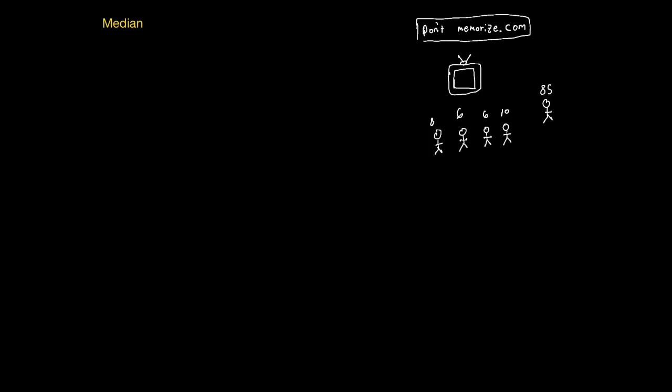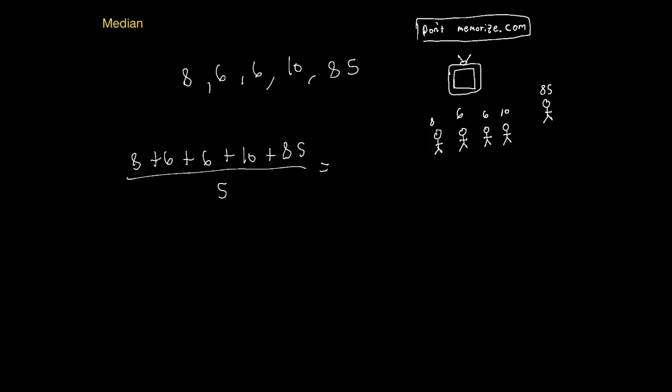Here the data is 8, 6, 6, 10, and 85. In order to get the mean, we're going to have to add all these values and then divide by the number of values that are in our set. So here, let's add these up, and we're going to have to divide it by 1, 2, 3, 4, 5. Doing the calculation, we get 115, and divided by 5, we get 23. So 23 is the mean age.